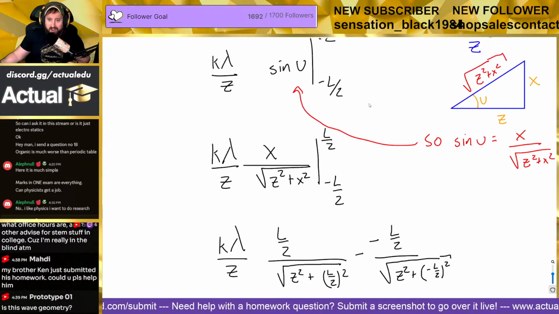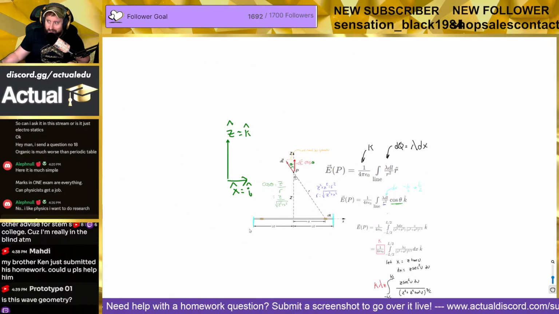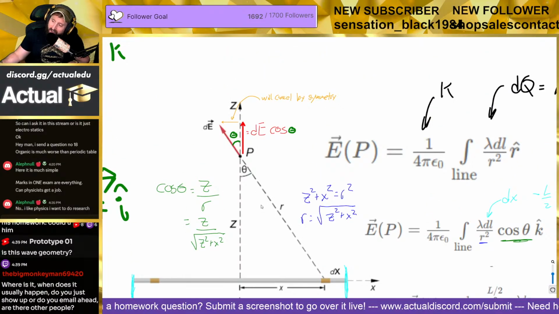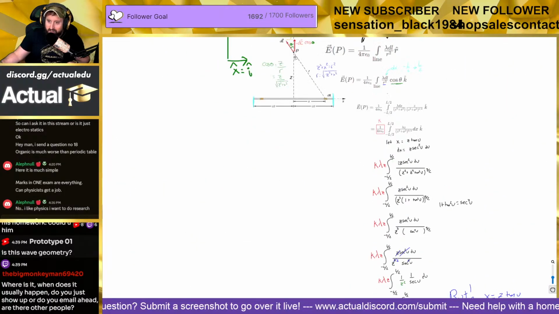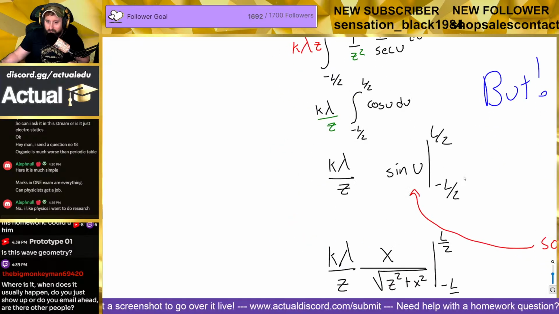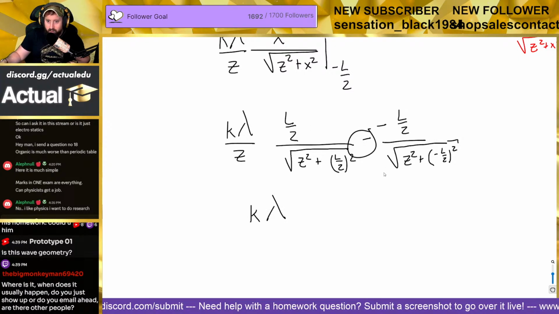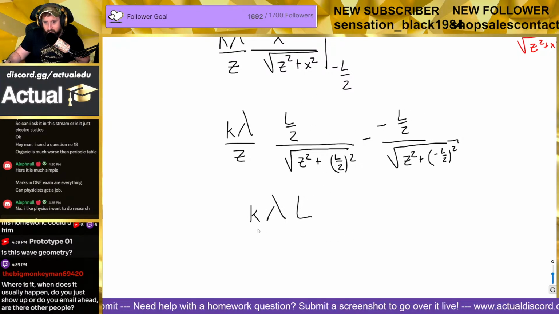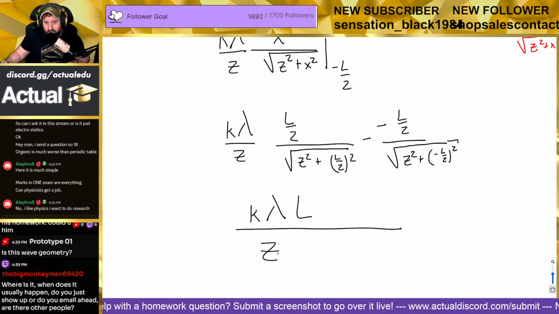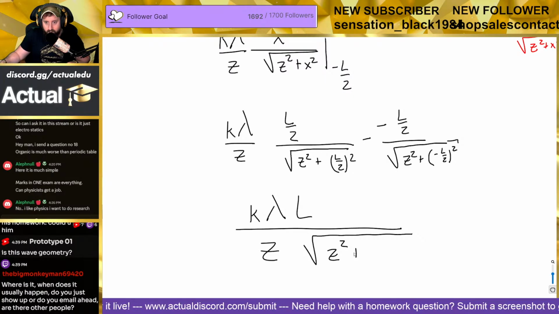Is this wave geometry? No, prototype. This is solving the electric field from a line of charge. It's this integral that is just an absolute brutish mess. But I think we're done here. I think we're done, and then I'll move on. Okay, so this is K, lambda. L/2 minus negative L/2 is just L. So you get K lambda L all over, and then this is Z. And then this should be the square root of Z squared plus L squared over 4.